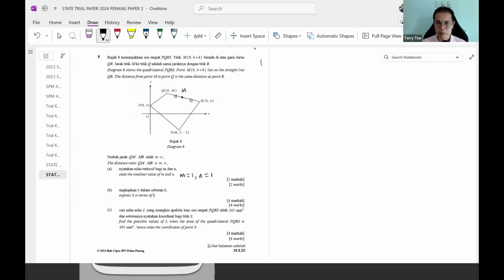So let me do part B here. Your M is therefore the midpoint of QR, right? M is midpoint QR. So for QR, I'm going to write 2k plus 7k divided by 2, 4k plus k divided by 2. Now, M itself is 9h plus k. So we equate this with 9k over 2, followed by this is 5k over 2.